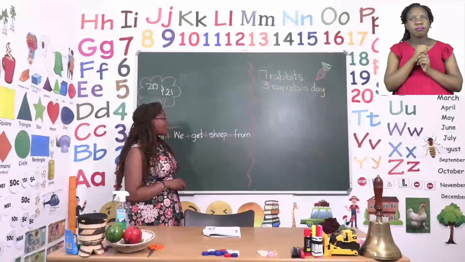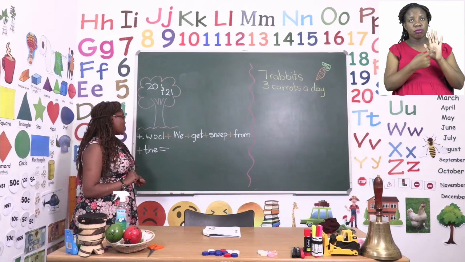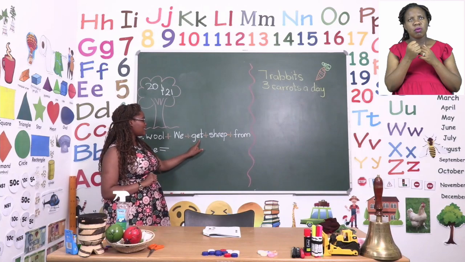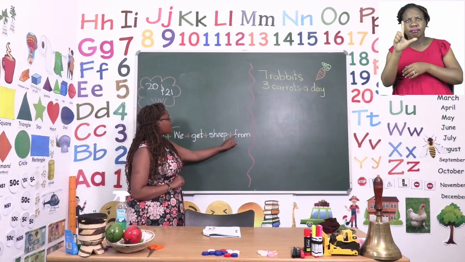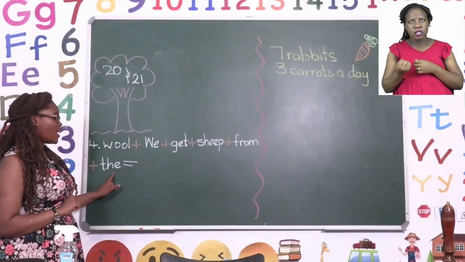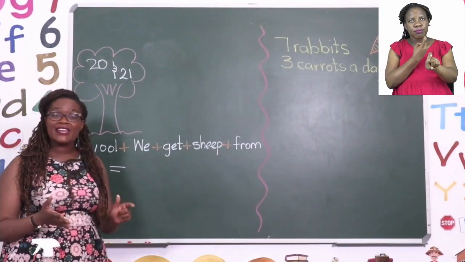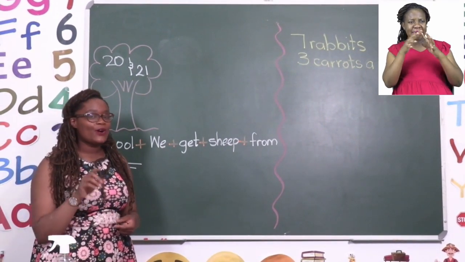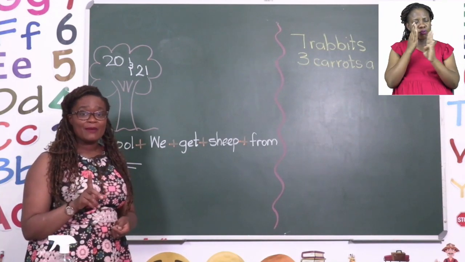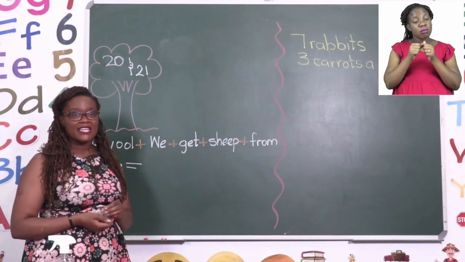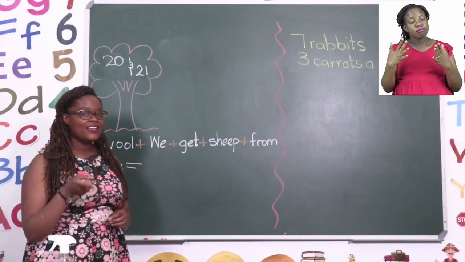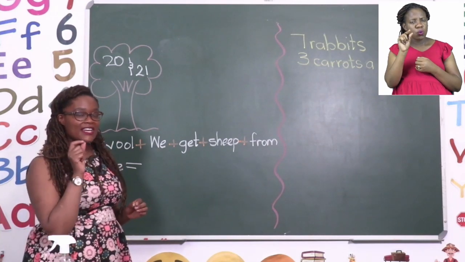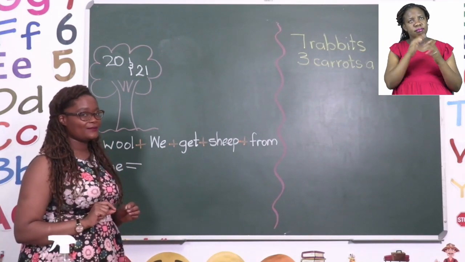On the board, I have the same sentence you have in your books. We have wool plus we plus get plus sheep plus from plus the will equal. So now what we need to do, boys and girls, is unscramble the sentence and use our knowledge of sentence construction. Now remember, every time we start a sentence, we need a capital letter. So you first look for any words that have a capital letter, then you know that is the one that we need to start with.